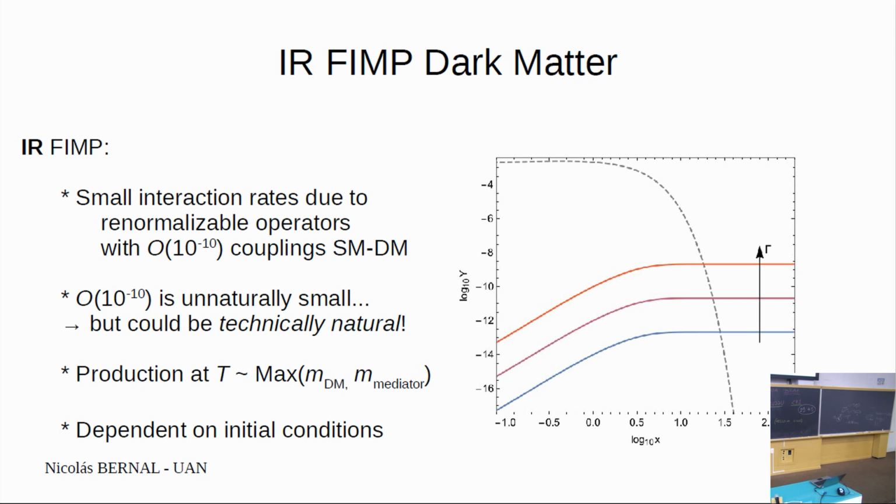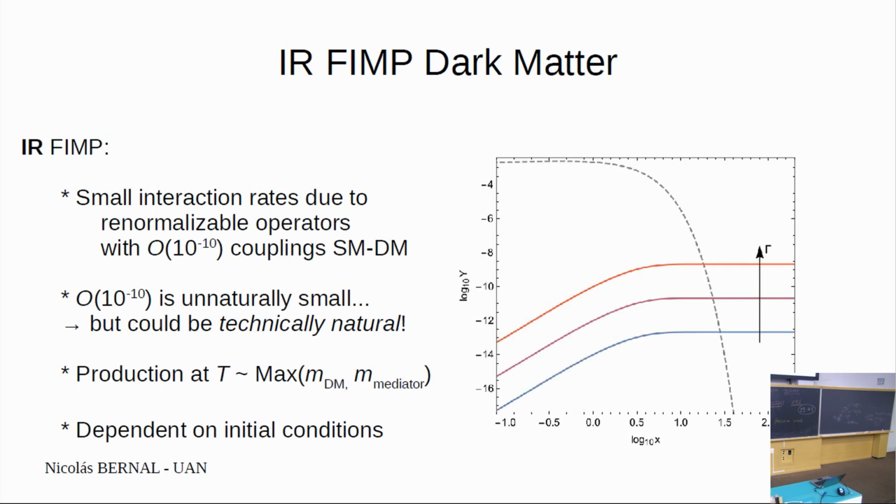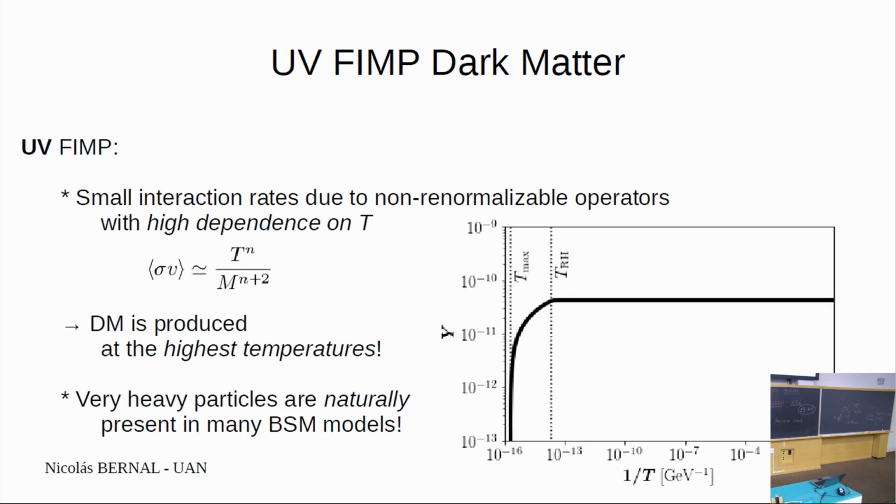We can also have very small interaction rates due, in this case, to non-renormalizable operators with a high temperature dependence. For instance, this one. I think the problem is that I'm colorblind, so it's difficult for me to see the pointer. Okay, there you can see the sigma v. What I'm just saying is that this has a very high temperature dependence, so typically it's T to the n over a mass scale to the n plus 2.